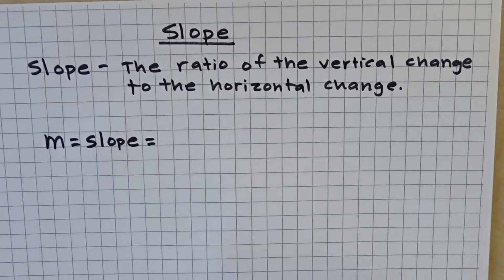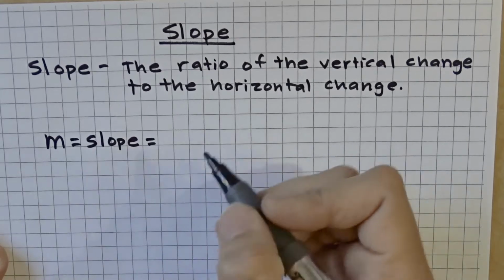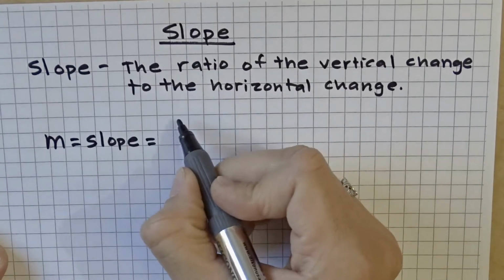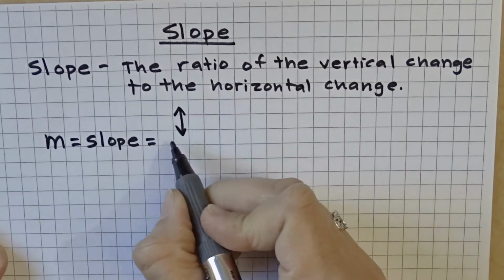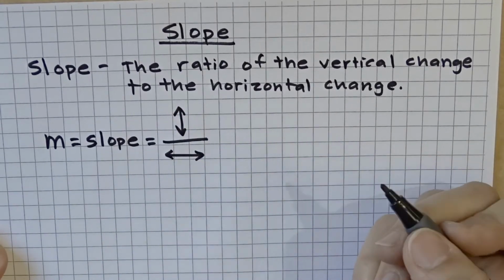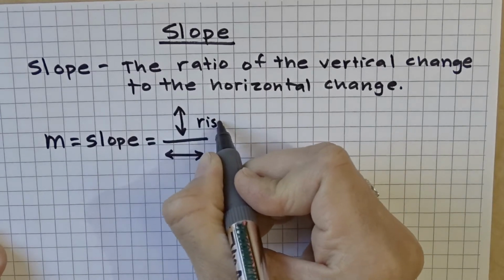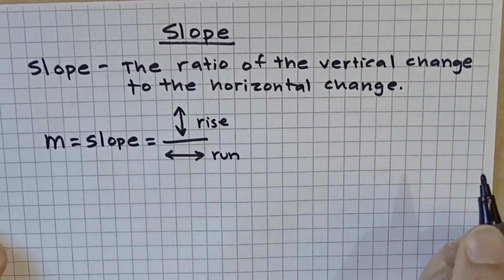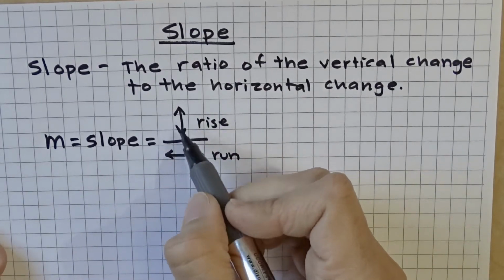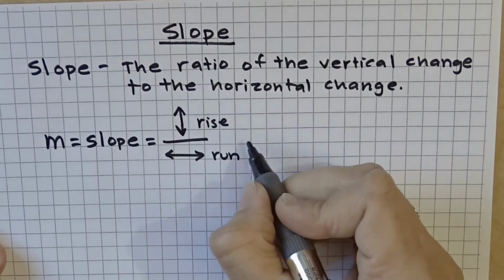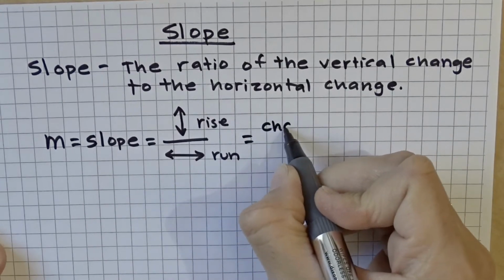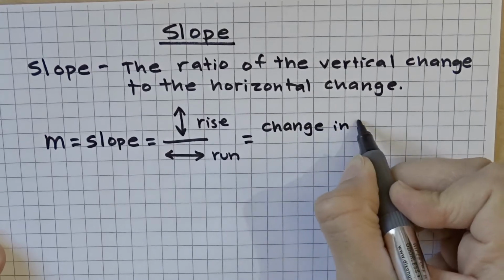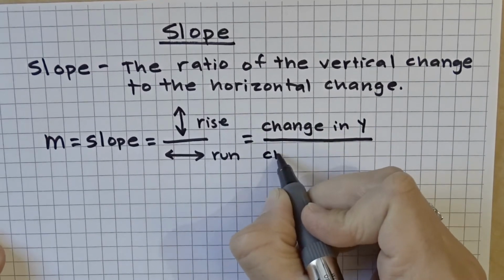So slope is given a letter, and that letter is M. It's believed that M comes from the word mountain, which is a slanted side of a hill, or because it's slanted on a mountain, we can think of that as being slope. So every time I see the M, I think of mountain, and it makes sense because mountains are slanted on the side. Sometimes you'll see the words rise over run, which just identifies the vertical value and the horizontal value, the change in Y and the change in X.